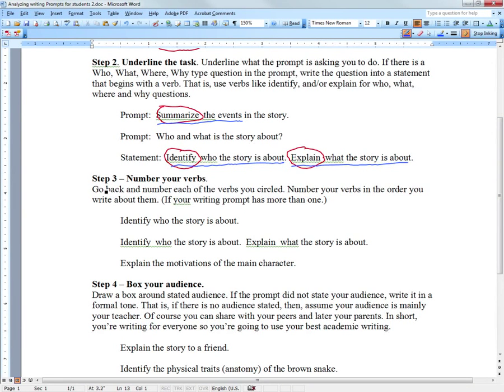What am I going to do first? Go back and number each of the verbs you circled. Number your verbs in the order you write about them, if your writing prompt has more than one.